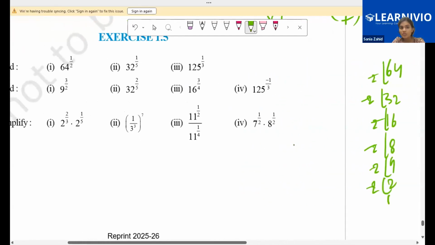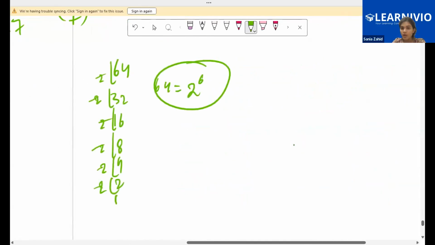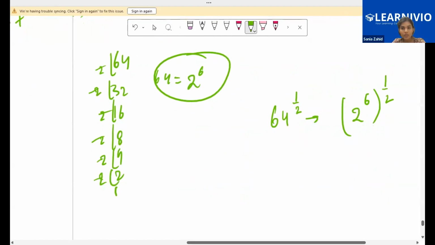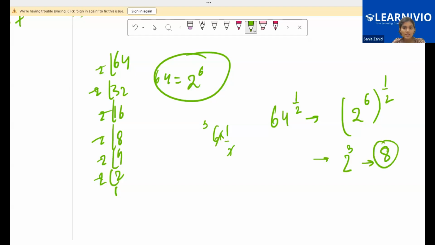Now children, what was the question? 64 to the power 1 by 2. You have to solve 64 to the power 1 by 2. So how are you supposed to solve it? 64 first you break down and it becomes 2 to the power 6, and then whole power 1 by 2. Because 1 by 2 was already there and 64 you have changed as 2 to the power 6. Now, can I write 2 to the power 6 into 1 by 2? That becomes 2 to the power 3. And 2 to the power 3 equals 8. So our answer is 8. You understand this?